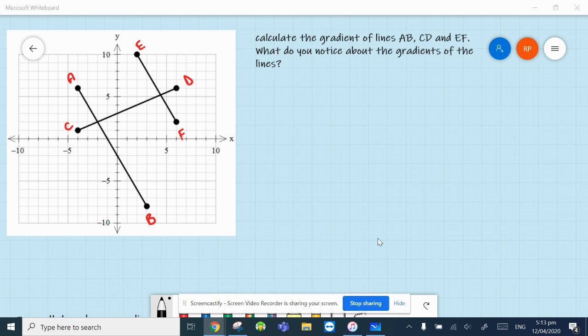Okay, so this question is asking us to calculate the gradient of these three lines and then to look at those gradients and see if we notice anything. So you might notice something about the lines by just looking at them, but we're also going to look at the gradients. I'm going to start by writing all the coordinates down just to make it a wee bit quicker.